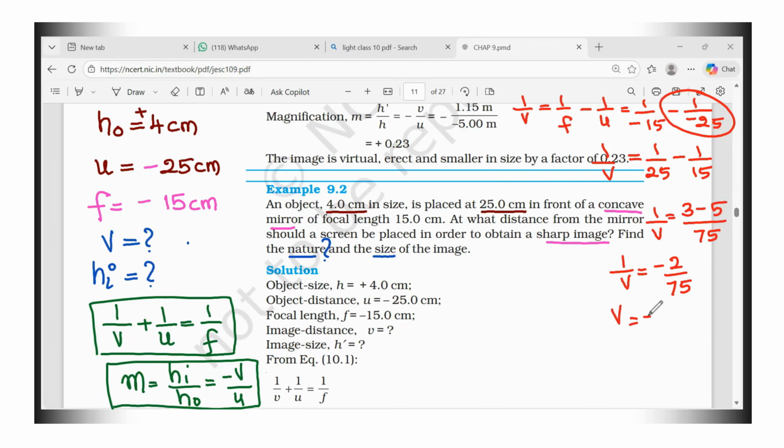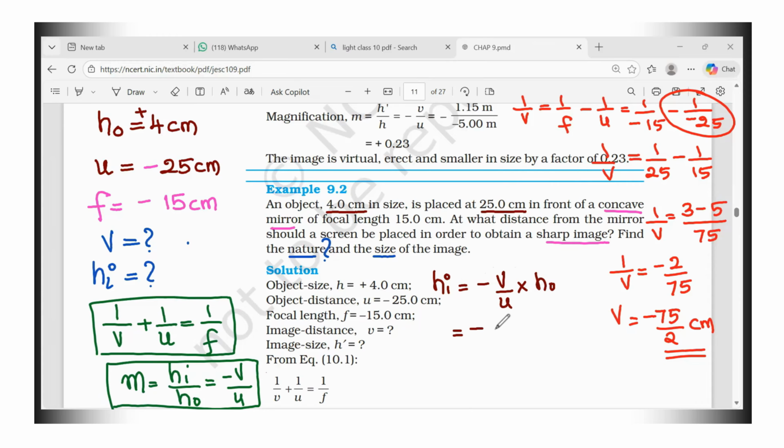So what is V, children? Minus 75 divided by 2 centimeter. Either you can keep it like this or you can write it in decimal, that is 75 divided by 2, which is 37.5. But you can keep it as V itself. Now, in order to find HI, we know that HI by HO is minus V by U. So HI is minus V by U into HO. Please apply the convention every time in the numerical. You need to put in all the signs.